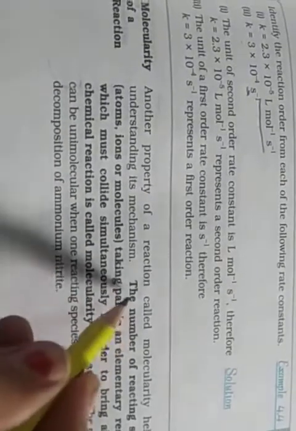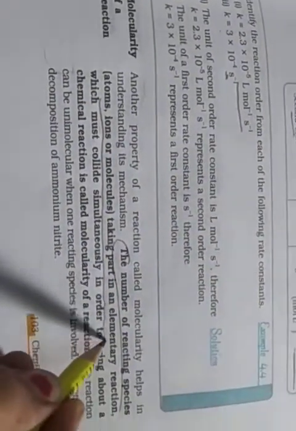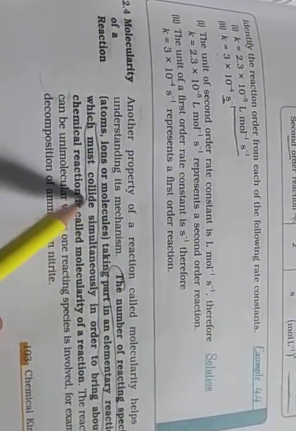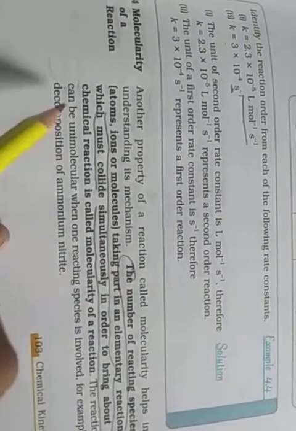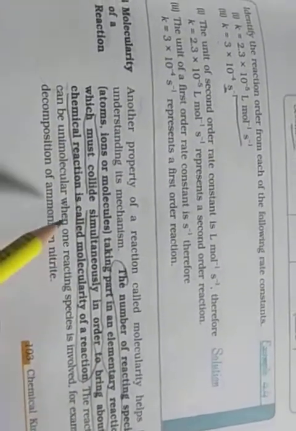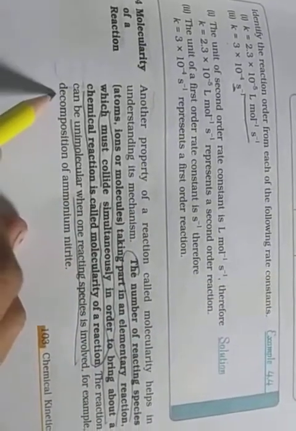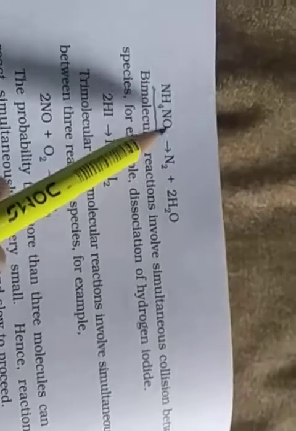Molecularity is the number of reacting species, atoms, ions, or molecules taking part in an elementary reaction, which must collide simultaneously in order to bring about a chemical reaction. If one reacting species is involved, we say unimolecular. An example is the decomposition of ammonium nitrate. Here you see only one molecule of reactant participates in the reaction, NH4NO2 converting into N2 plus 2H2O.